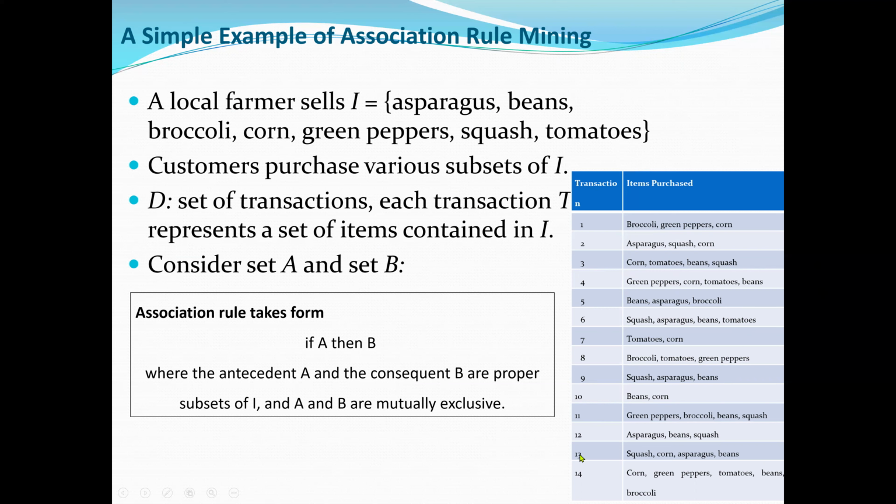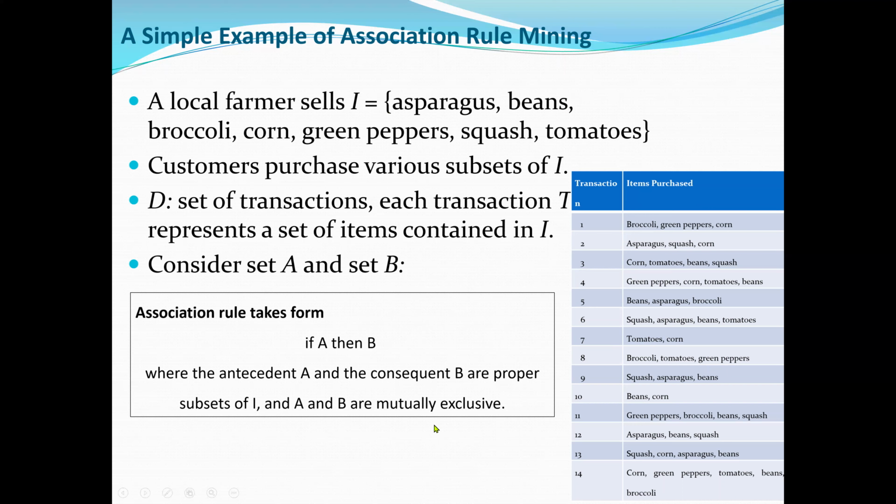So we want to generate our rules from here. The association rule basically means, for example, if a customer buys broccoli, what is the probability that he will buy corn or any item? So the association rule takes the form of, if the customer buys broccoli, then the customer buys corn. So if A, then B, where A is called the antecedent and B is called the consequent; A and B are proper subsets of I. Remember, we say I is all the items, the 8 items we have.